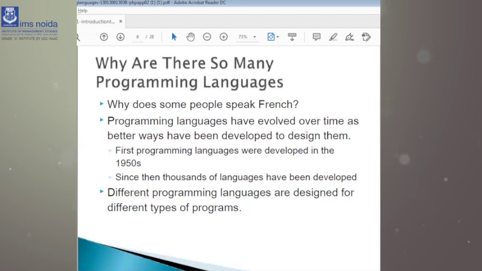So programming languages have evolved over time as better ways have been developed to design them. The first programming languages were developed in the 1950s. Since then, thousands of languages have been developed, right?